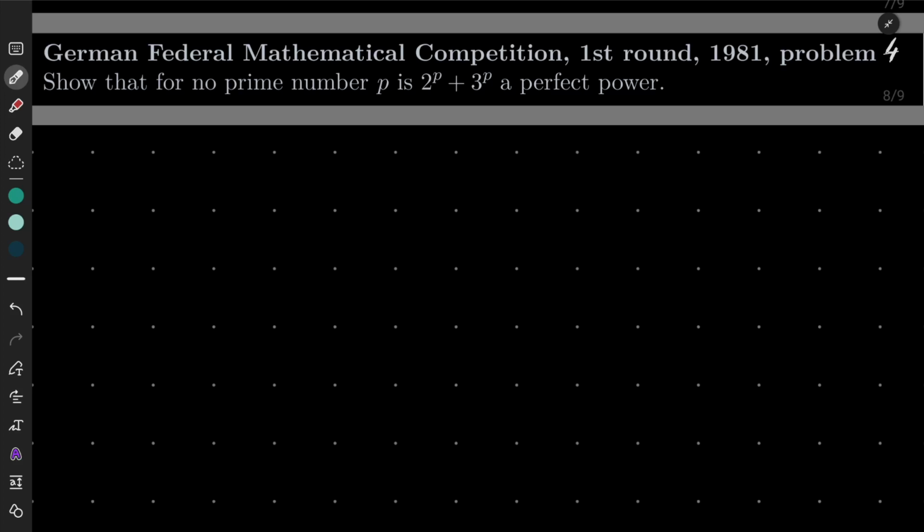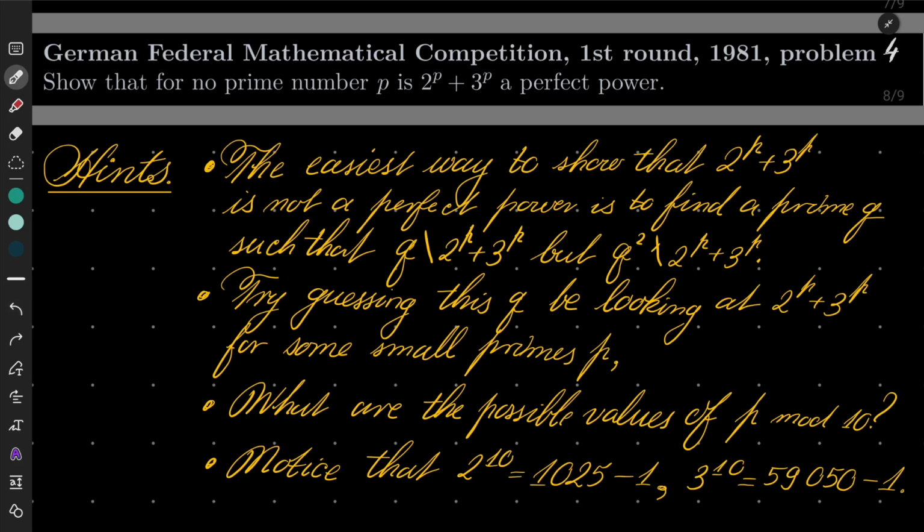My hints for this problem. The easiest way to show that something is not a perfect power is to find a prime q such that q divides our number, but q squared doesn't divide it. Because that would mean that q cannot appear with power greater than 1 in the prime factor decomposition. And that would mean that our number cannot be a perfect power.